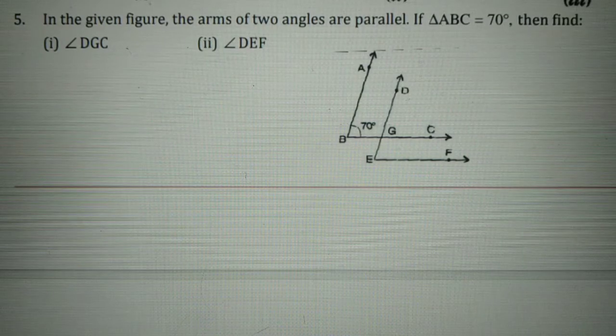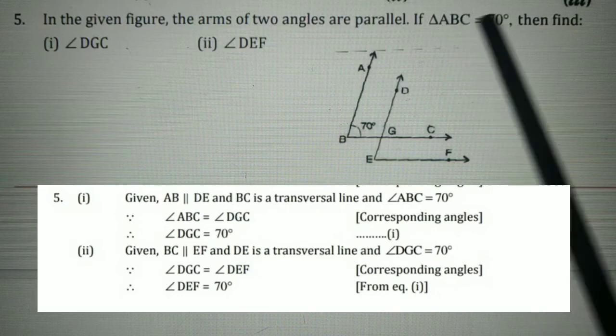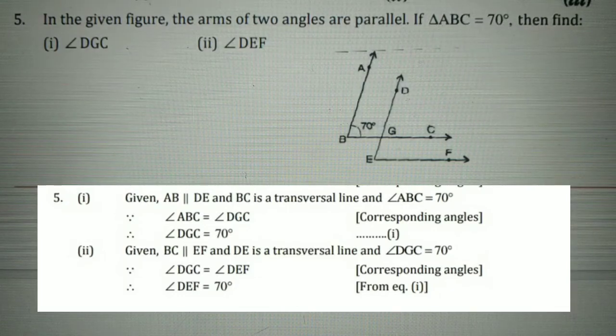Now students, the next, fifth question is: in the given diagram, the arms of two angles are parallel. If angle ABC is equal to 70 degrees, then find these two angles. Now in this figure, these two lines are parallel and these two lines are parallel. When these two lines are parallel, then BC and GC act as the transversal line, and when these two lines are parallel, then DG acts as the transversal line. Alright, now the angle B, that is, this angle given, is 70 degrees.